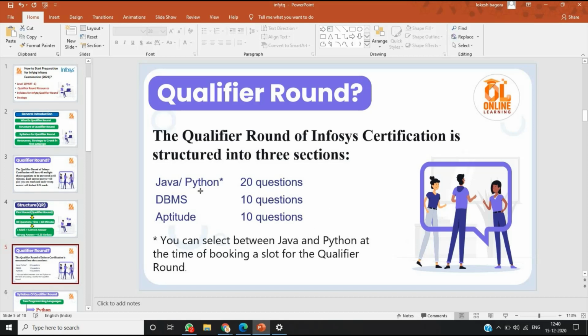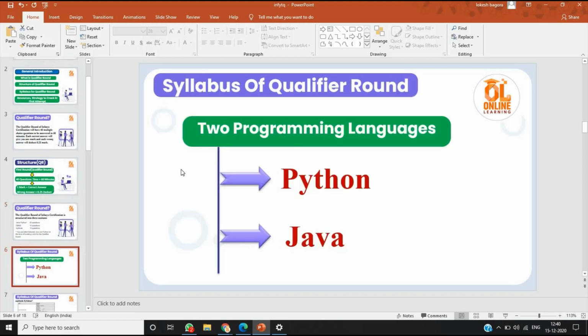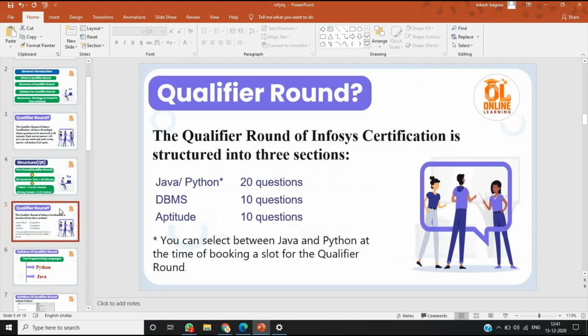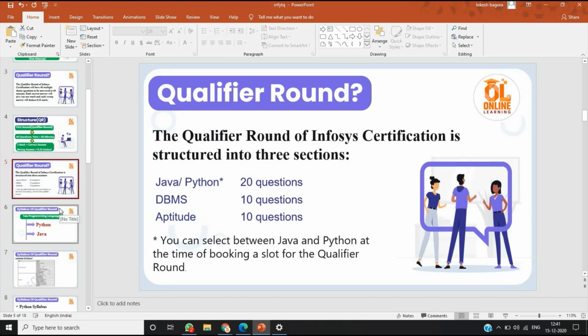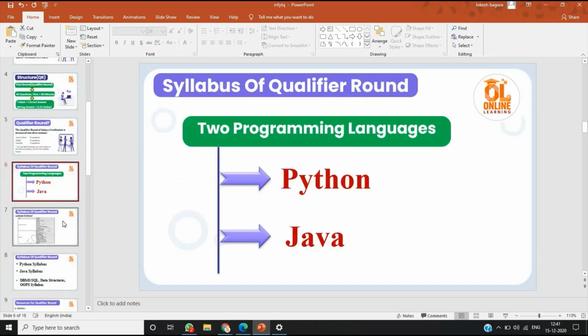You can select between Java and Python at the time of booking a slot for the qualifier round. As I already told, Infosys sends you a mail after registration on Infytq. As I already said, there are two programming languages, Python and Java, available. You need to select one for the qualifier round. For the final round, you also need to select before.